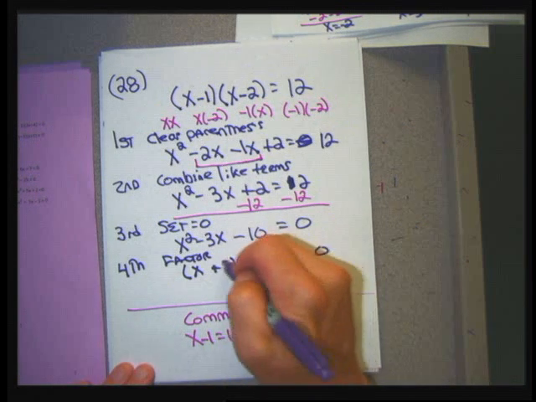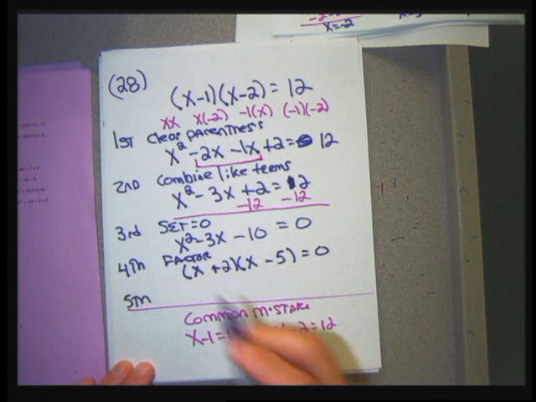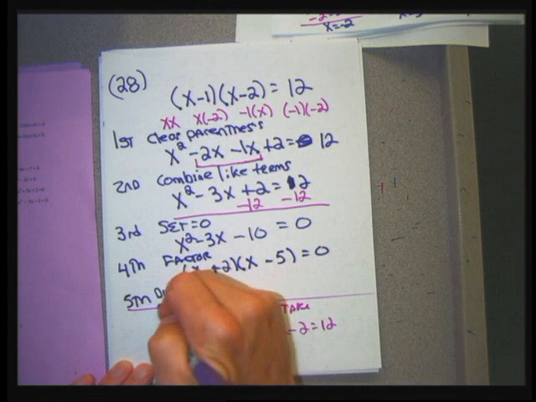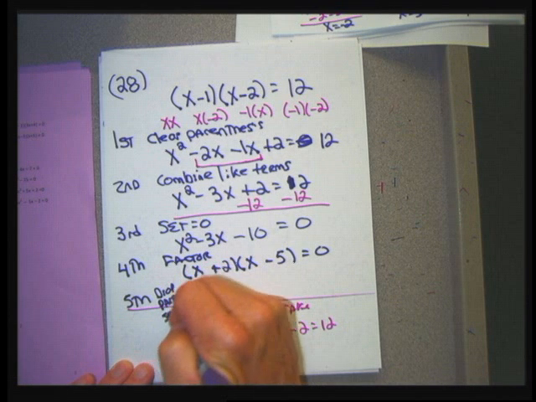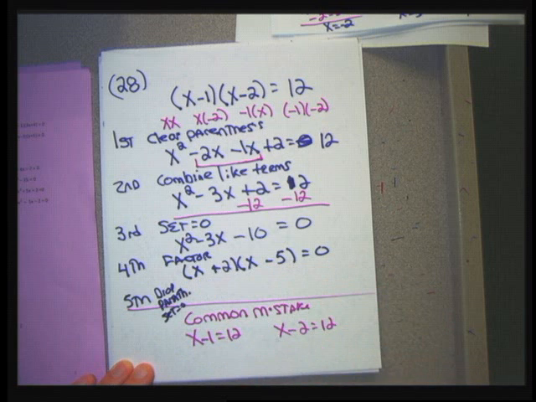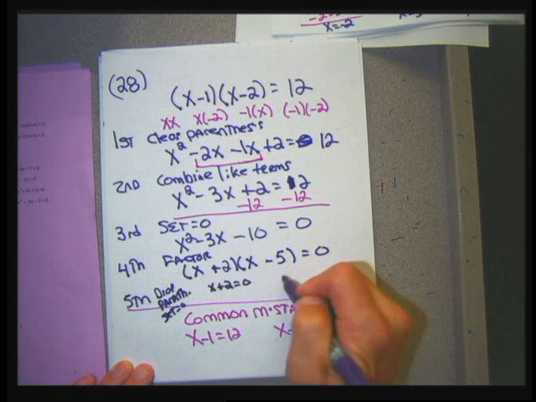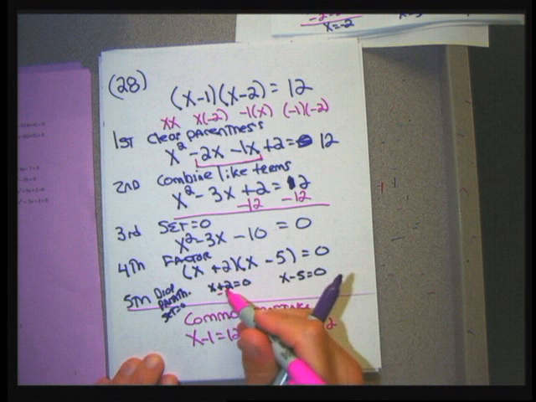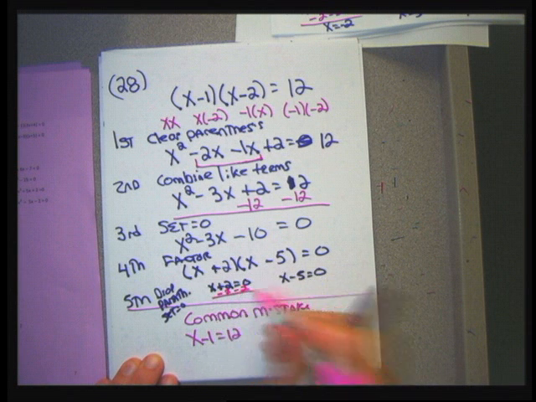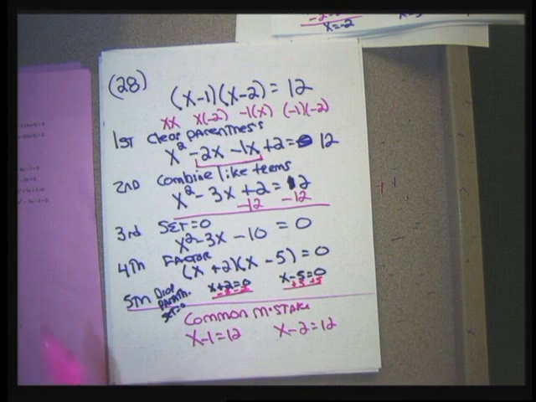Two and five are perfect. And now fifth, I'm going to drop the parentheses and set equal to 0 and finish like numbers 1 through 6. So I'm going to go x plus 2 equal to 0, x minus 5 equal to 0. For the x plus 2, I minus 2 from both sides and get minus 2 for an answer. For the x minus 5, I add 5 to both sides and get 5 for an answer.